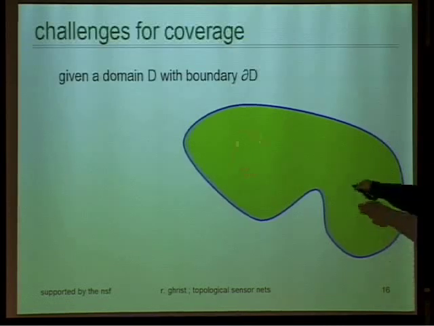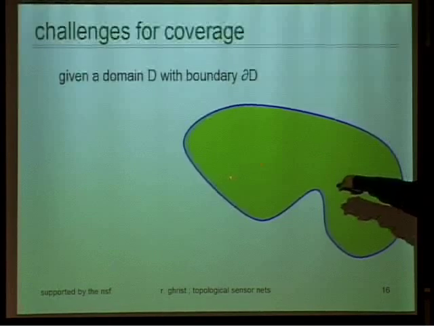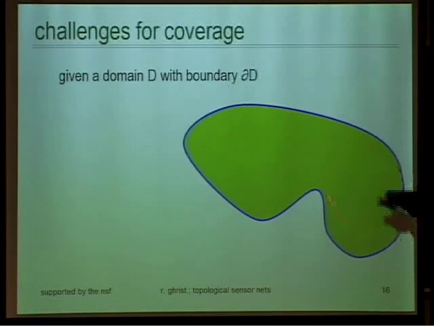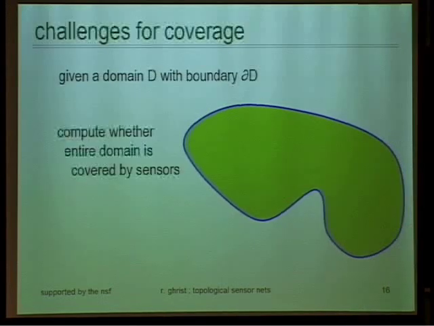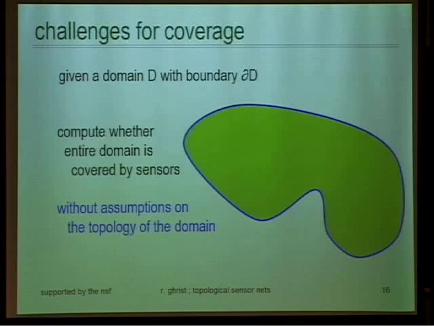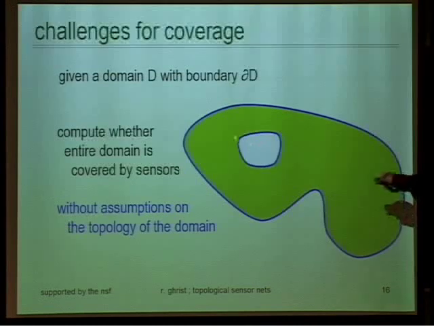You know, again, I could have everything bunched up right here, and there are no holes in the sensor network, but that's still not telling me anything about have I filled out the entire region. And what's more, I don't want to have to be making assumptions about the topology of the domain. So for example, I might have a hole in my domain. I'm not allowed to know whether I have that hole or not.